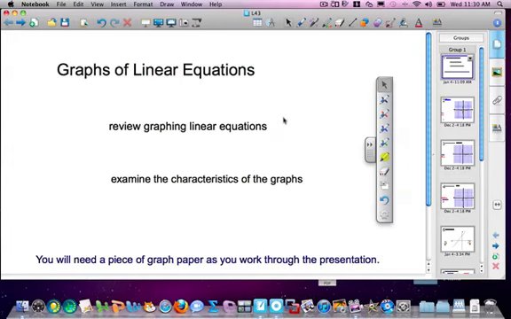We're going to continue working with graphs of linear equations. We're going to review how to graph them, and we're going to examine several characteristics of each graph. You will need a piece of graph paper to use as you work through the presentation.